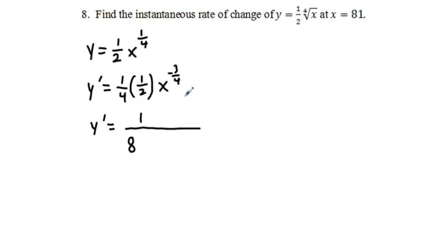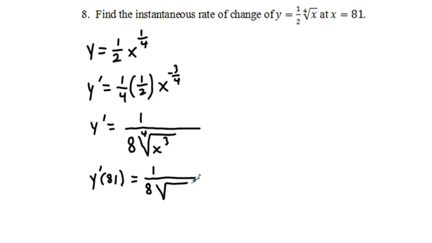And so y prime is going to be equal to 1 over 8, because 2 times 4 is 8 in the denominator, and we're going to have the fourth root of x to the third power. And now if we take y prime, we want to find it for 81. I'll call it y prime of 81, which is equal to 1 over 8 times the fourth root of 81 cubed.